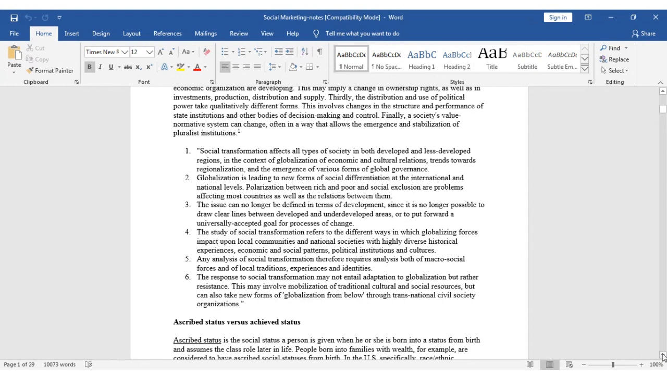The study of social transformation refers to the different ways in which globalizing forces impact upon local communities and national societies with highly diverse historical experiences, economic and social patterns, political institutions, and cultures. So again, when you're doing transformation, we have those key determinants to check: historical, economic, social patterns, and even the political arena of that community.